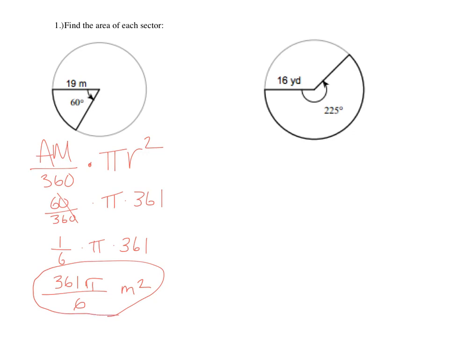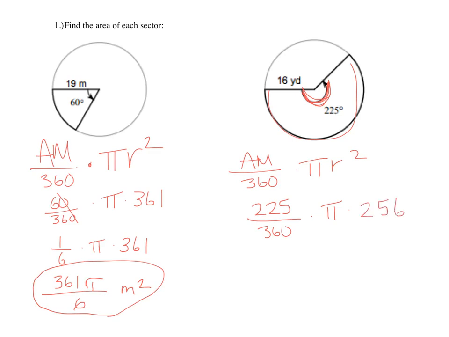Okay, the second one, again, we have arc measure over 360 times pi r squared. The arc measure here, this is sort of the larger side. We have the major angle on this side with the major arc. And so we're looking at 225 over 360 times pi, and 16 squared is 256.